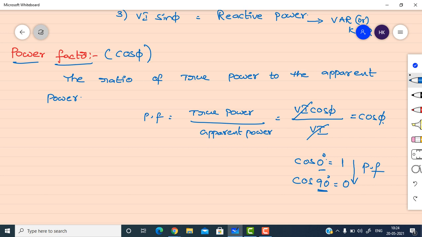So this power factor will play a very important role in the electrical appliances. If any electrical appliance has low power factor, then it consumes more electricity or more electrical energy from the supply. So that is the main disadvantage. So all the electrical appliances must have high power factor or nearly unity power factor. It should not have a low power factor.